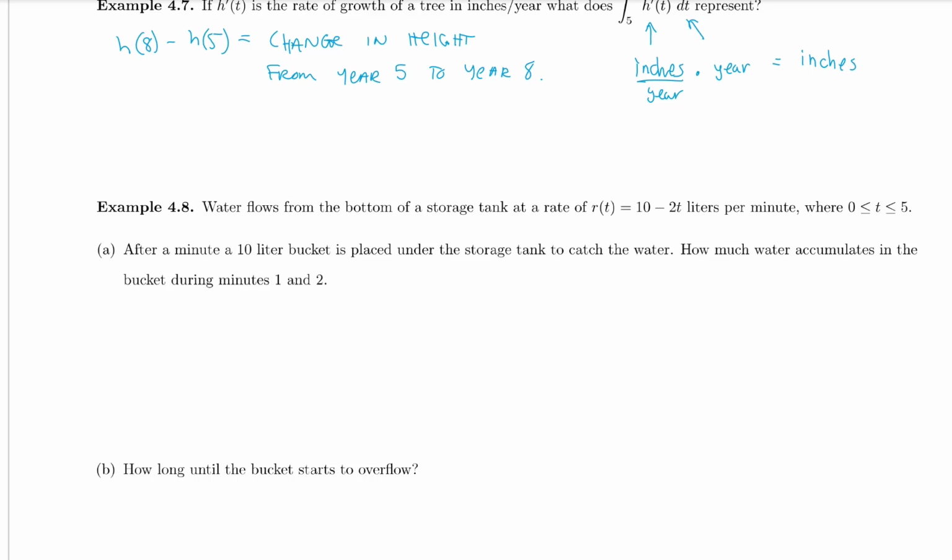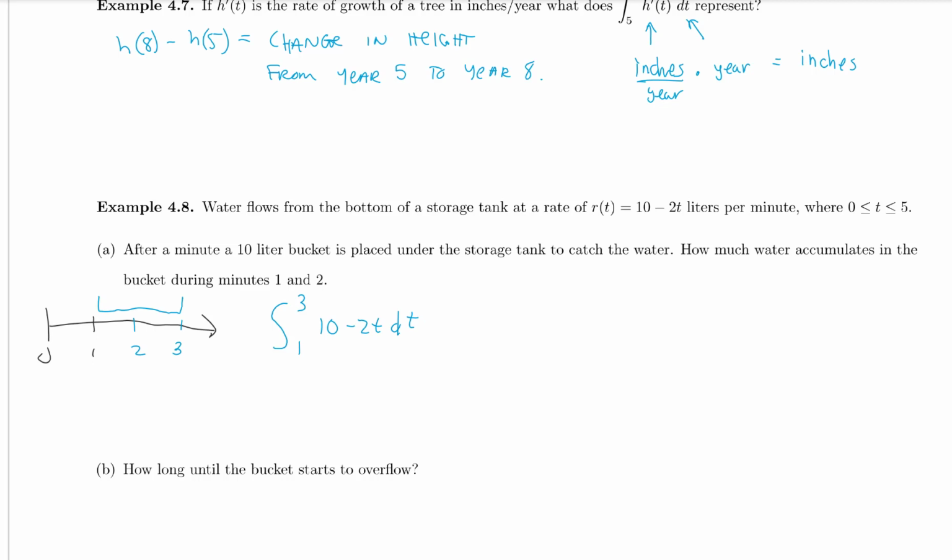So to calculate this, what we're trying to do here is on our timeline, we're starting at time 0. After 1 minute, that's when we put our bucket underneath the leak, and then through minutes 1 and 2, so all the way up right until when minute 3 starts, that's when we're collecting the water. And we can represent this collection by doing the integral from 1 to 3 of 10 minus 2t dt.